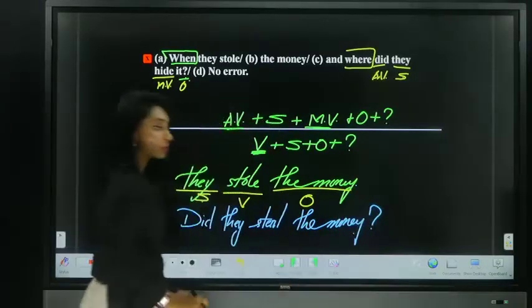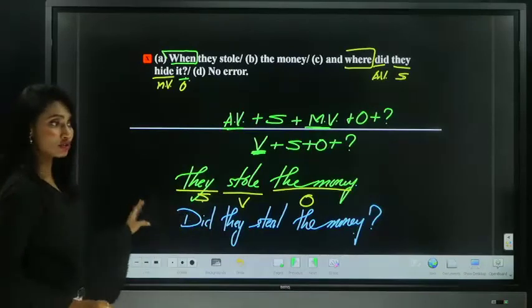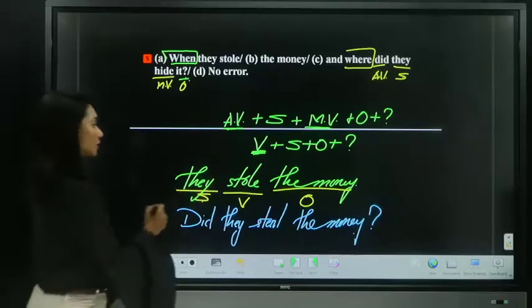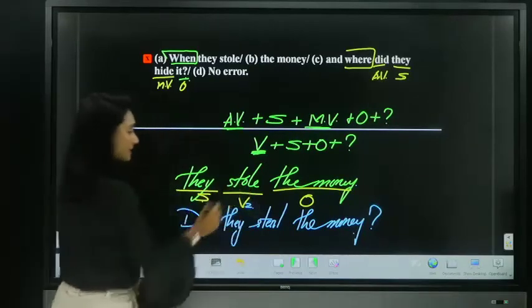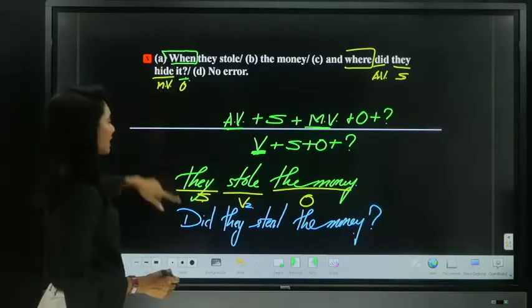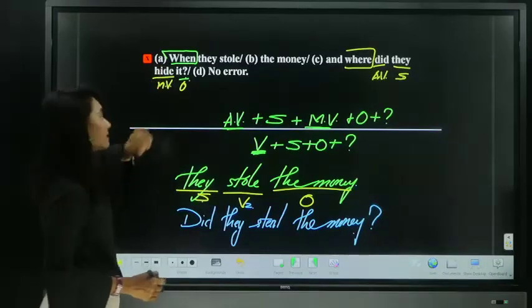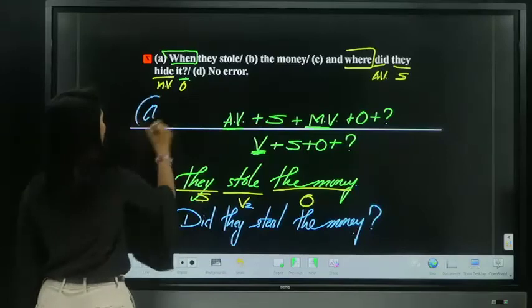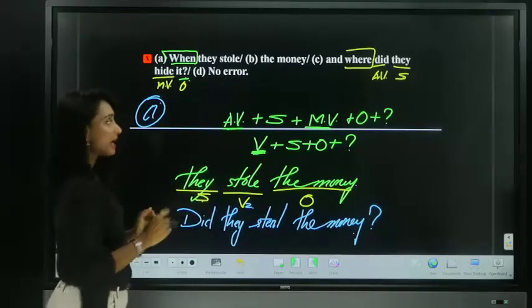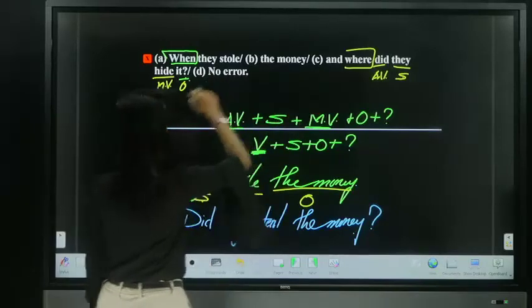Right? So it's not "do", it should be "did". Did they, because it is in past tense, V2. So it is in V2, which makes it simple past. So "did". So the right sentence should be written like this. So option A has an error, guys. So the answer should be: when did they steal the money and where did they hide it?